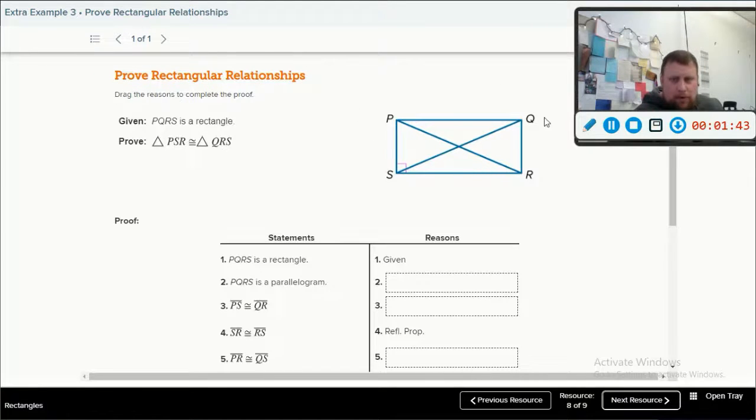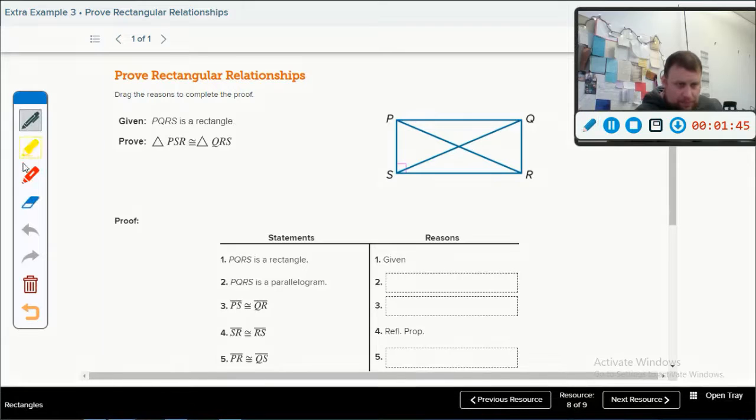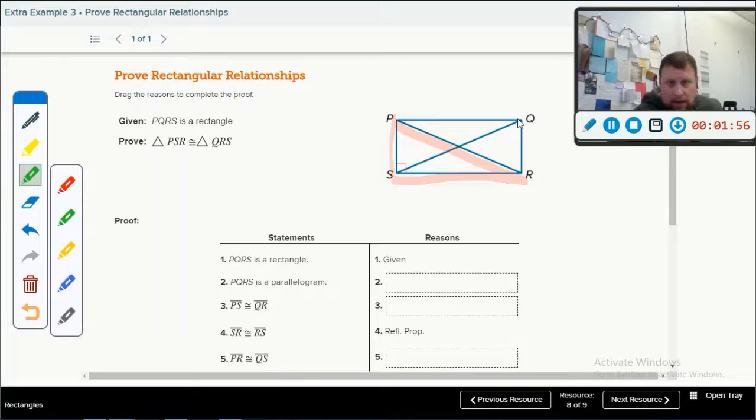I want to prove that the triangle PSR is congruent to the triangle QRS. So this triangle right here, okay? All right, well, PQRS is a rectangle. That's a given. So we're going to do this proof style, y'all.